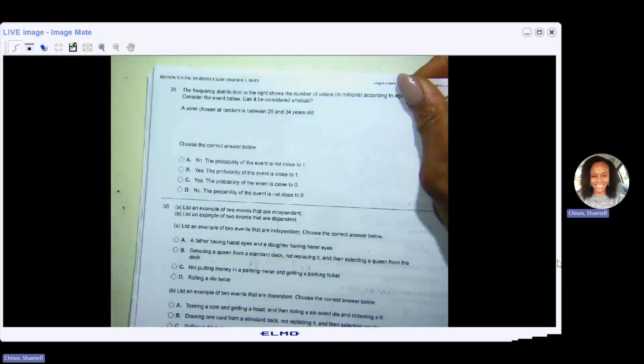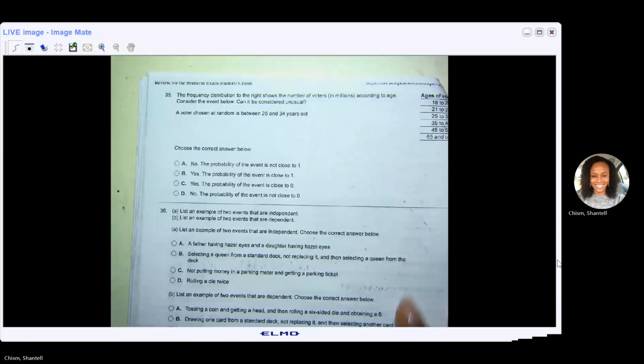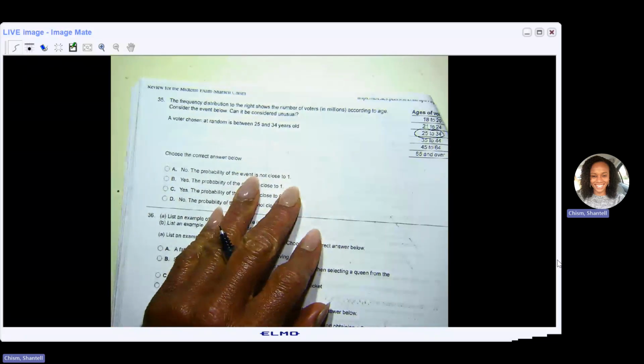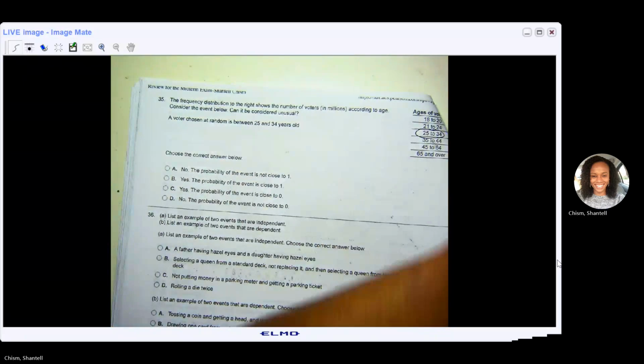All right, 35. Here it says the frequency distribution to the right shows the number of voters according to age. Consider the event below. Can it be considered unusual? A voter chosen at random is between 25 and 34. So 25 and 34 right there. And it is cut off. Doggone it. Let's see. I can figure out what that amount was.